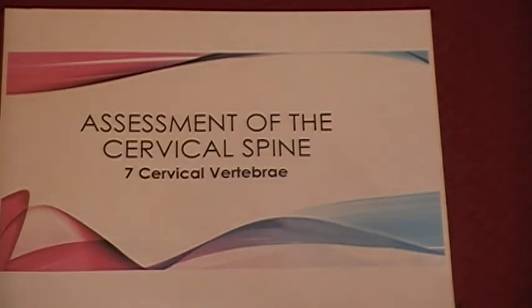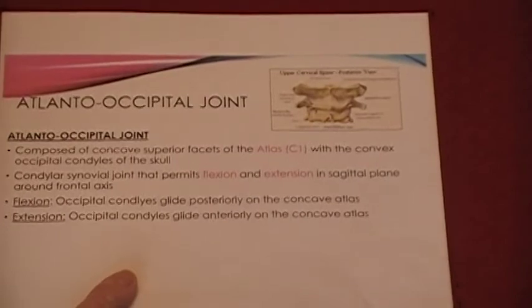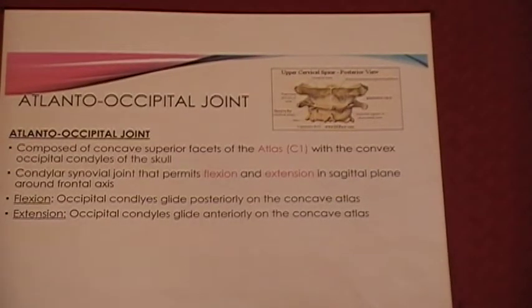So the cervical spine consists of 7 cervical vertebrae. The first joint that we know of in the cervical spine is the atlanto-occipital joint. It's composed of the concave superior facets of the atlas, or C1, with the convex occipital condyles of the skull. It's a condylar synovial joint that permits flexion and extension in the sagittal plane around the frontal axis.